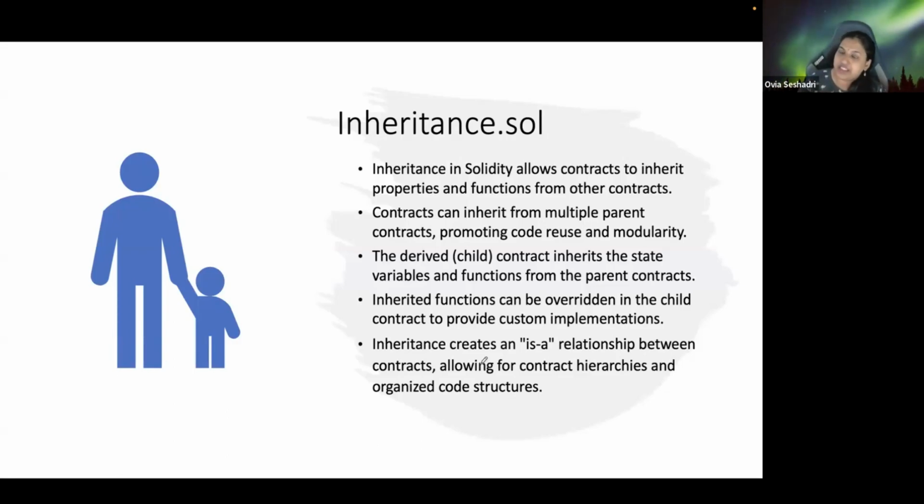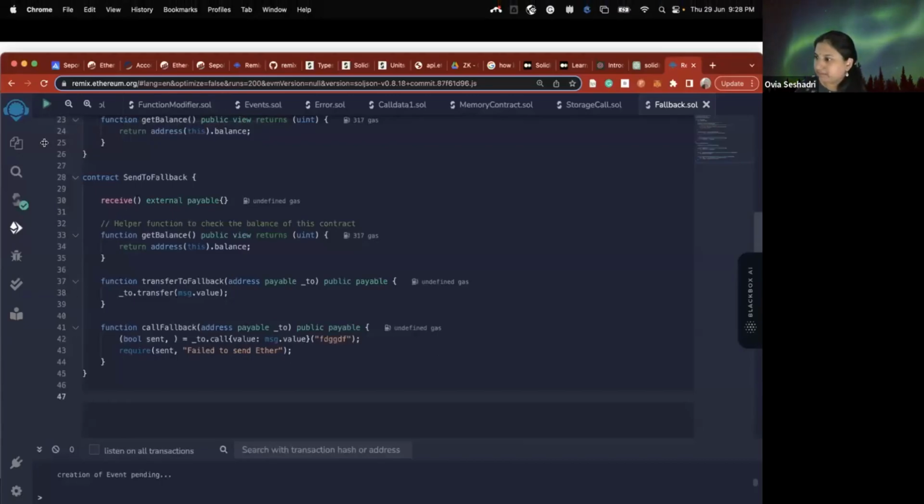How would you do inheritance? You have to use the keyword is in the contract that is inheriting from another contract. So child is a parent. Also, in many other languages this is not possible, but it's possible here: Solidity supports multiple inheritance. So one contract can inherit from multiple contracts. So this is all about inheritance. Let's see it with a quick example.